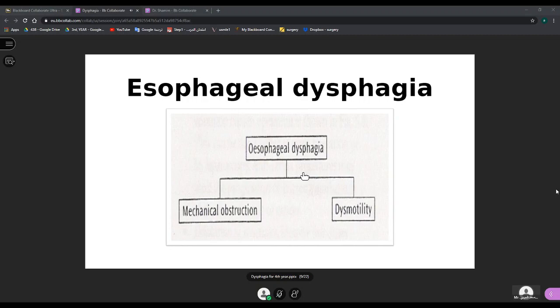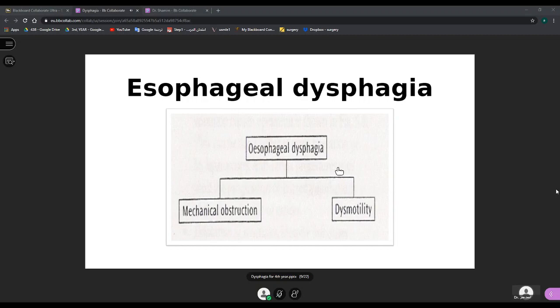Yes, Dr. Clear. So we have talked about pharyngeal dysphagia. Now we will talk about the other entity in relation to dysphagia, which is esophageal dysphagia. As I have mentioned earlier, basically the patient will tell you that the food is getting stuck somewhere along the course of the esophagus. The patient will point to the chest.